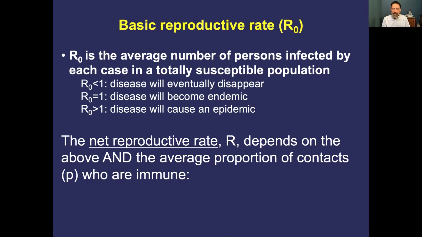But again, intuitively, when people in the population are immune, then the net reproductive rate will be lower than the basic reproductive rate. And when a large proportion of the population is immune, the net reproductive rate will be proportionally lower, thereby effectively reducing the potential for epidemic spread. And you can calculate the net reproductive rate using this formula, which essentially reduces R naught in proportion to the proportion of people who are immune in the population.